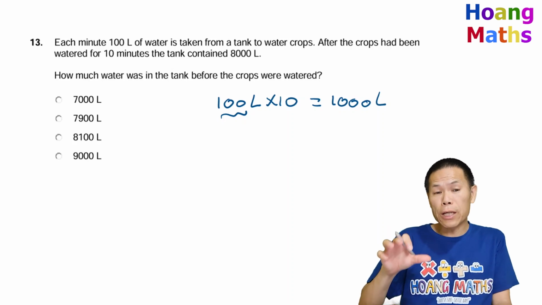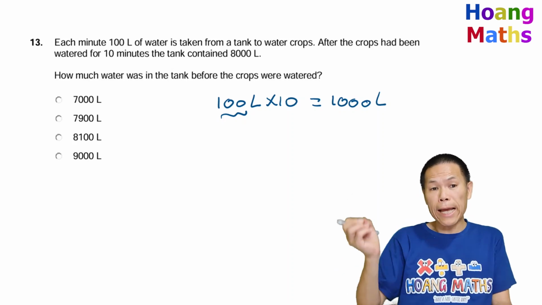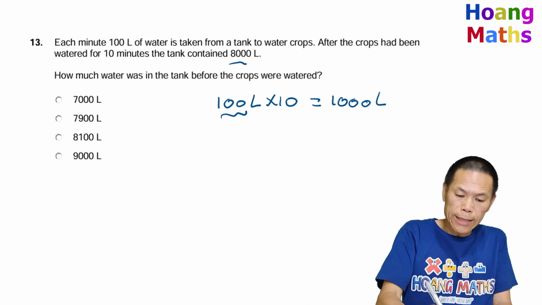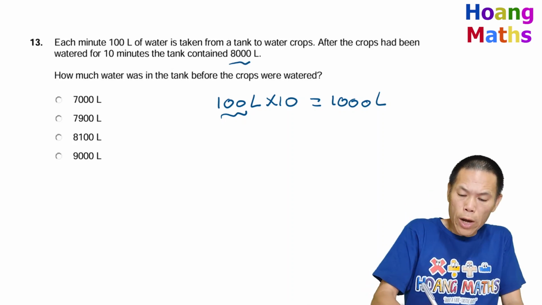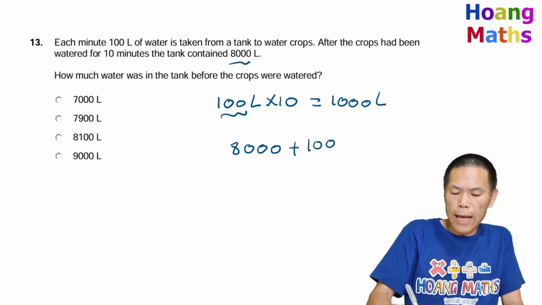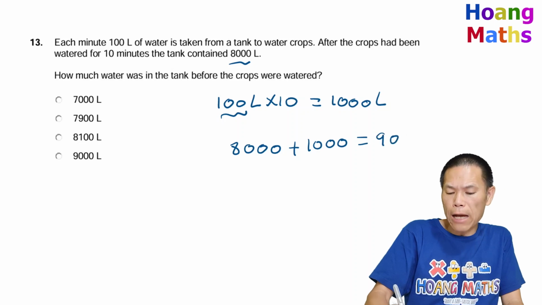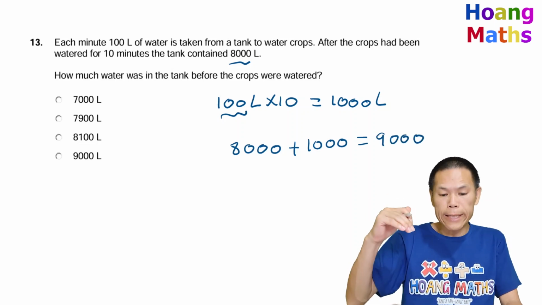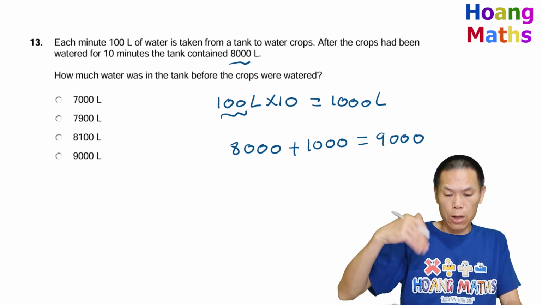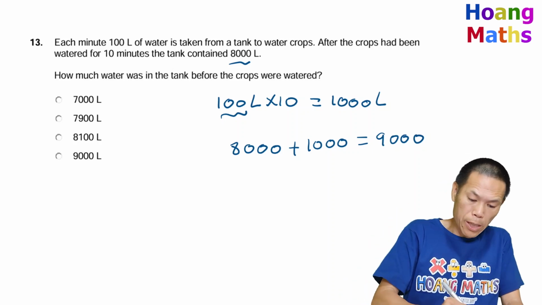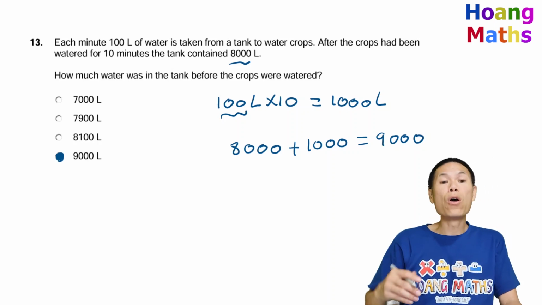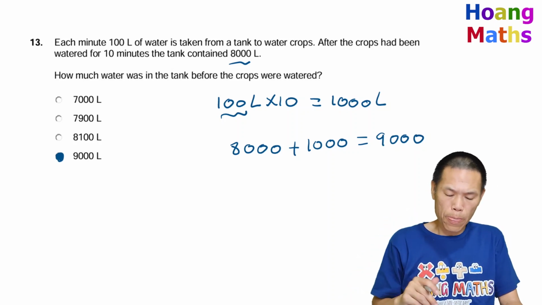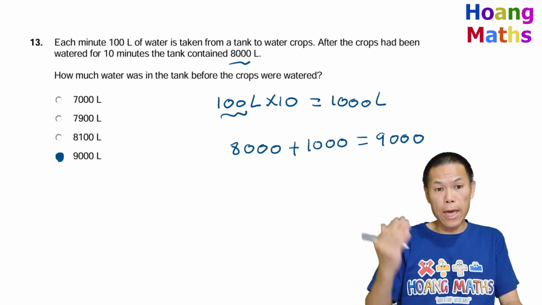So therefore, after 1,000 liters have been taken out, we still have 8,000. So therefore, the total water initially, at the beginning, is 8,000 add 1,000. That gives me 9,000. So that is the water in the tank before the crops were watered. So that will be 9,000 liters. That is before the water goes to the crops. So that is the answer.